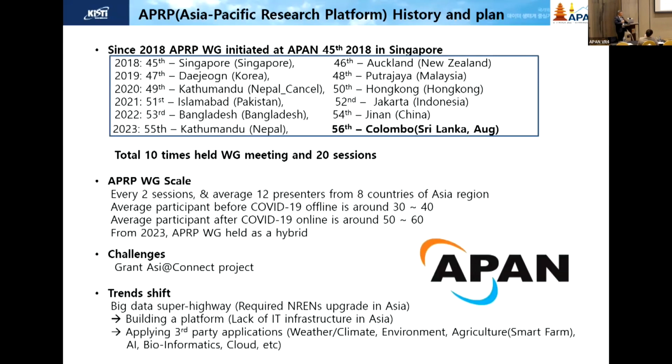So far, the APRP working group has held a total of 10 working group meetings at APAN and 20 sessions over the last 5 years. The working group's scale is every 2 sessions, with an average of 12 presentations from 8 countries of Asia regions. The average number of participants before COVID-19 offline was around 30 to 40, and during COVID-19 online it was around 50 and sometimes over 70. From 2023, the APRP working group has been hybrid.